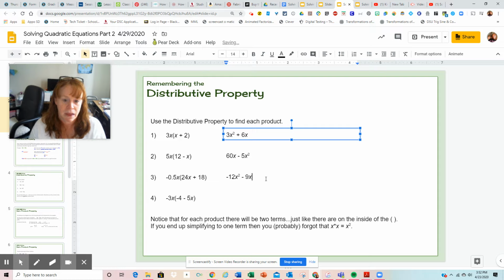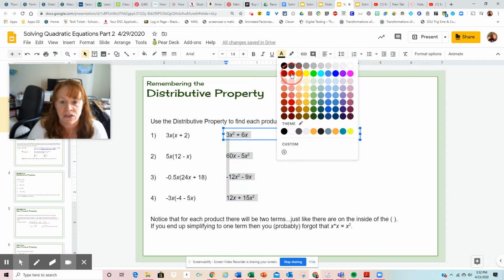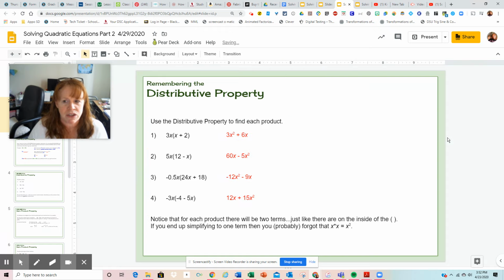And then the last one, and all of these should be real easy for you. Negative 3x times negative 4 is a positive 12x, and a negative times a negative is a positive. 3 times 5 is 15x squared. There you go. So that's all of those. None of those should have been a problem. Those are all your answers for this one. You shouldn't have really had a problem with any of those, straight up distributive property.